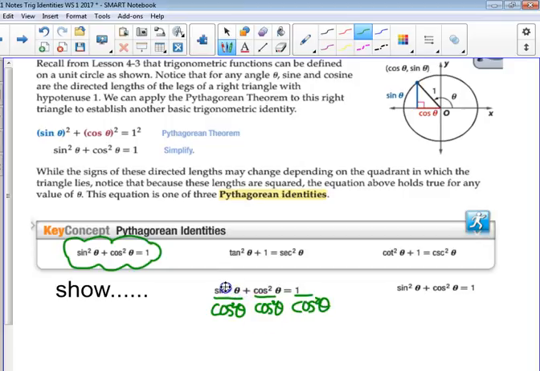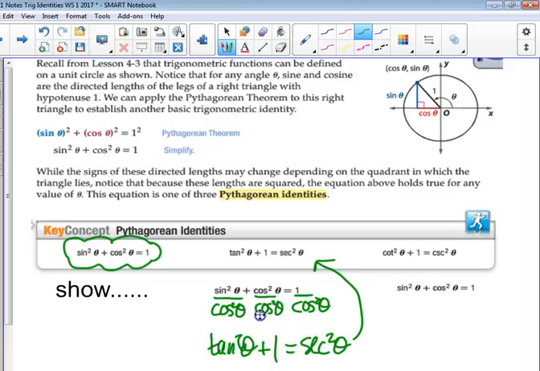And what will happen? What's sine squared over cosine squared? That's supposed to say tangent squared theta. That was a mess. Cosine squared over cosine squared. And 1 over cosine squared. Okay, we just figured that one out.